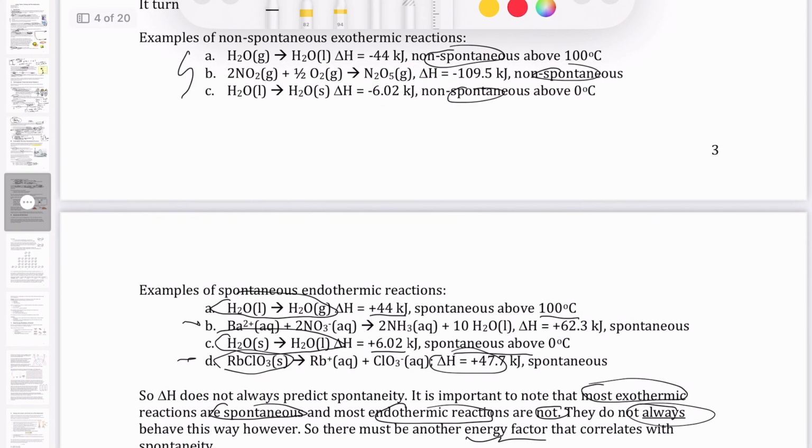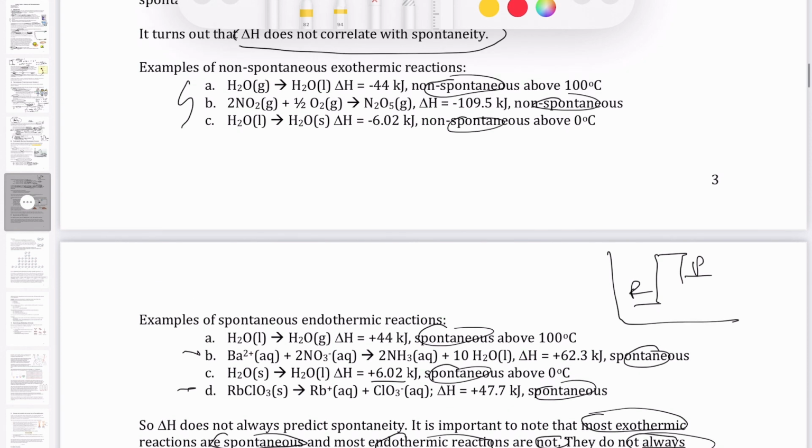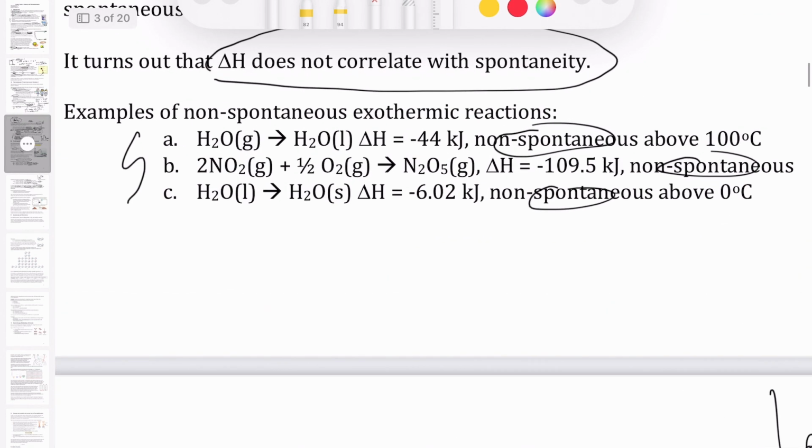Similarly, if we look at our endothermic reactions, we know that these are reactions where the products are less stable than the reactant, right? So the profile of endothermic reactions looks like this. So why does it still happen spontaneously in all of these instances? Okay, so we want to look at those specific reactions and see if there's some kind of pattern that would help us predict spontaneity.